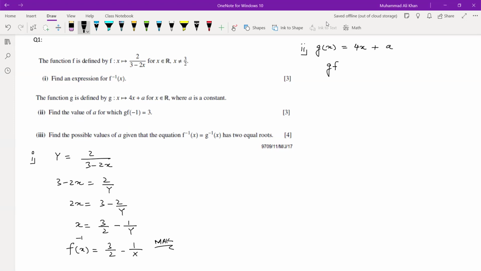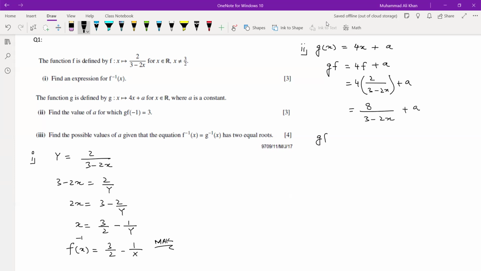First, I'm calculating the function gf, right? Means replace x of g by f. So here is the g function, replace x by f plus a. So can I say that it will be 4 times, what is function f? 2 over 3 minus 2x, plus a. So finally, it will be 8 over 3 minus 2x plus a.